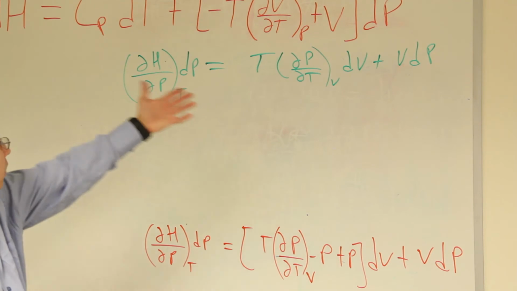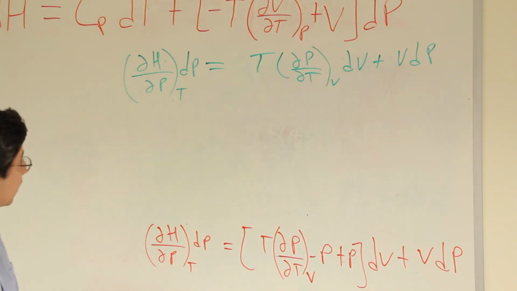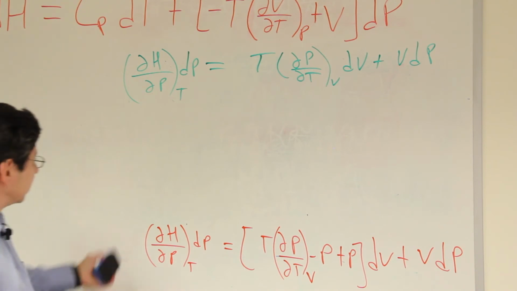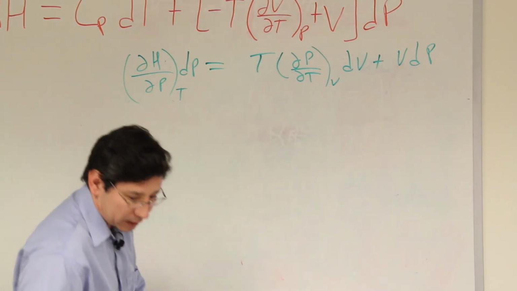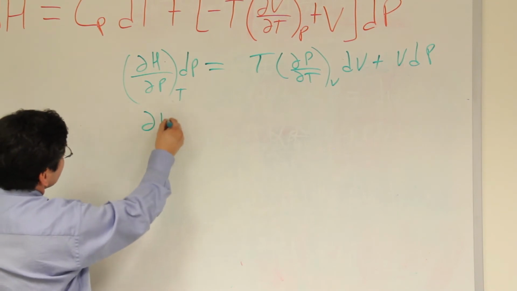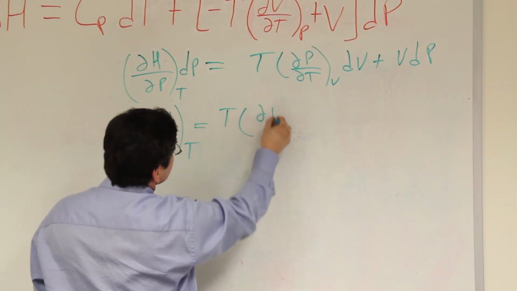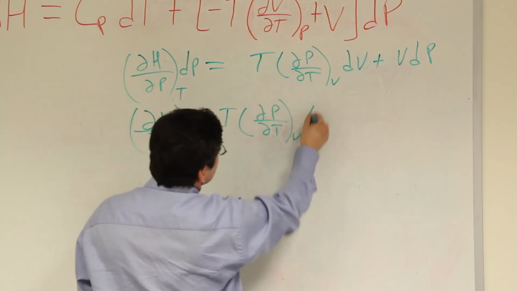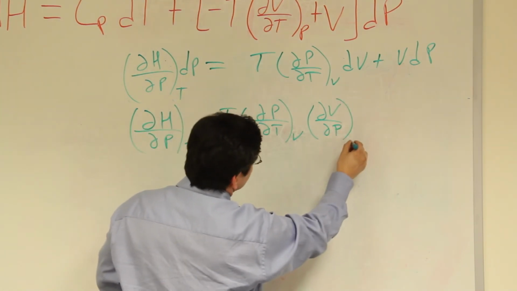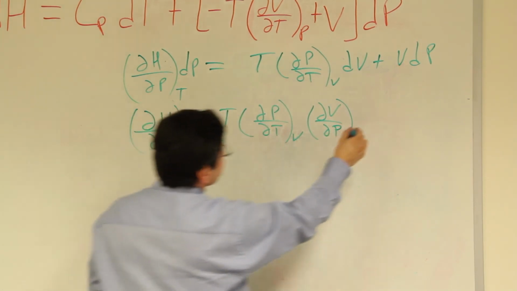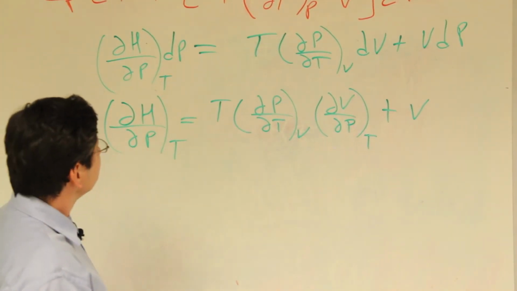Well, divide the whole equation by dP so that we can have this on its own, by itself. So that's what we're going to do next. Okay? So let's divide the two sides of the equation by dP. So if we do that, then we end up with this, (∂H/∂P) at constant temperature equal T (∂P/∂T) at constant volume, and then (∂V/∂P) at constant temperature, right, plus just V, because dP divided by dP will give you just 1. Okay? So we're there. Very close, right?